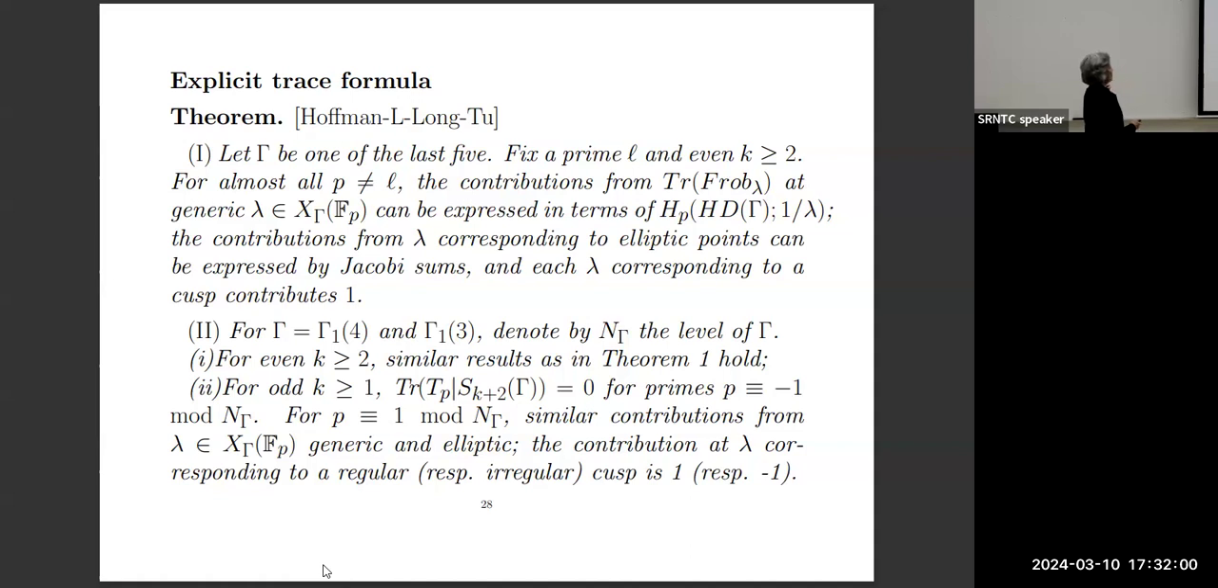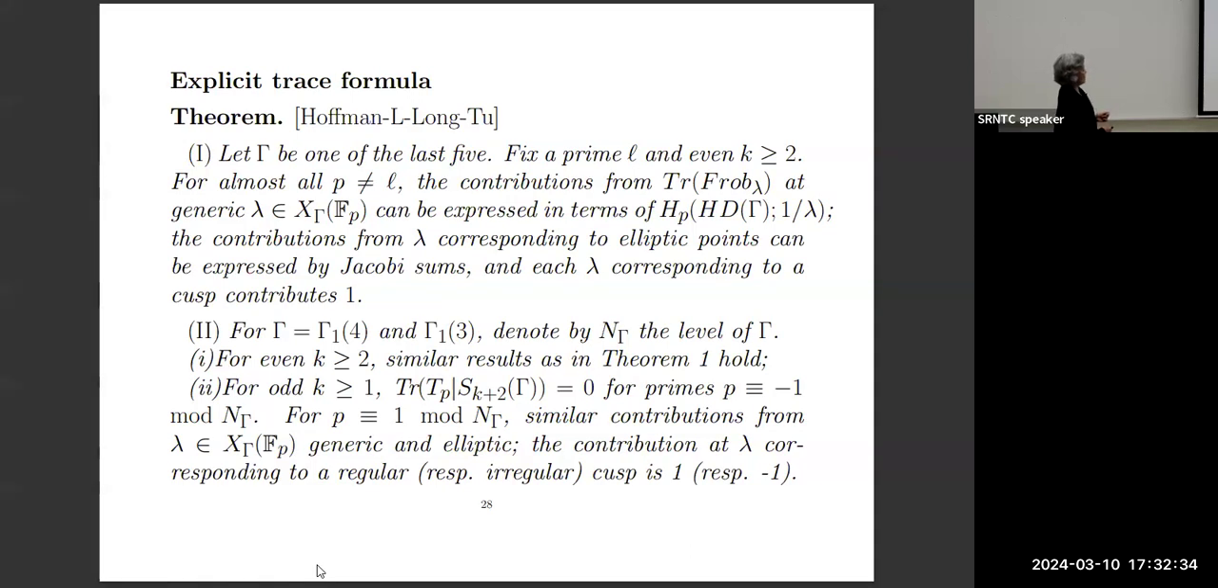Okay. So the contribution from lambda corresponding to elliptic points can be expressed as Jacobi sums. And for lambda corresponding to a cusp, we contribute 1. Then for the first 2 groups, which do not have the minus identity, gamma 1, 4 and gamma 1, 3, we have the level. Now for the forms with an even weight, the results are very similar to what we just described.